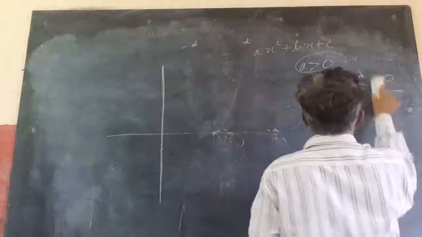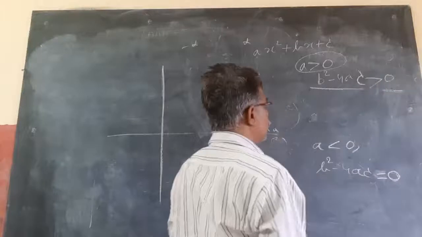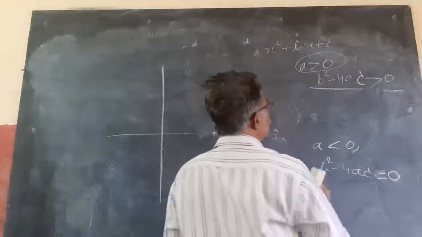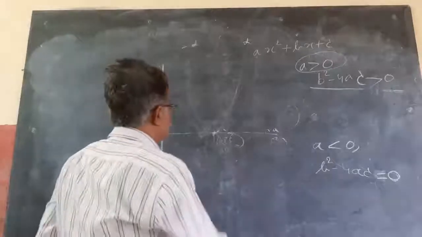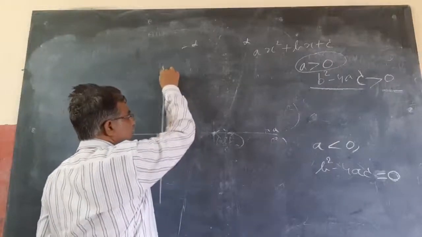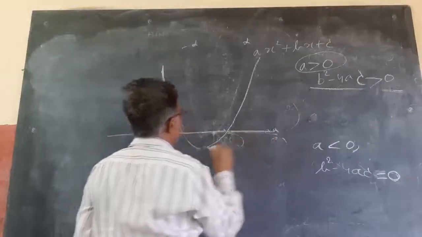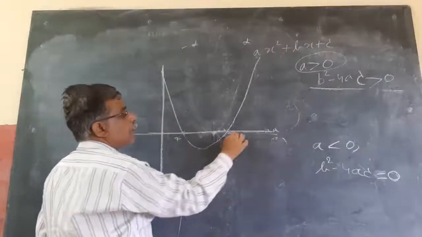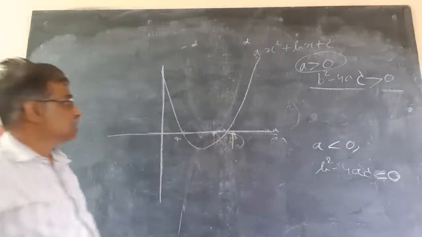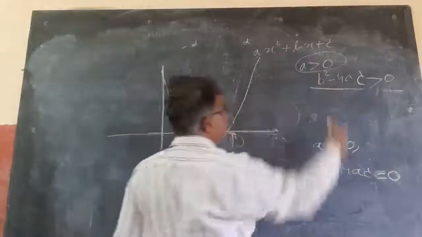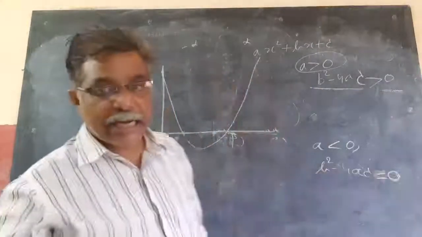Next. If b square minus 4ac greater than 0 and a greater than 0, then the graph touches the x-axis at 2 points, alpha and beta. This is the graph of ax square plus bx plus c, with a greater than 0 and b square minus 4ac greater than 0.